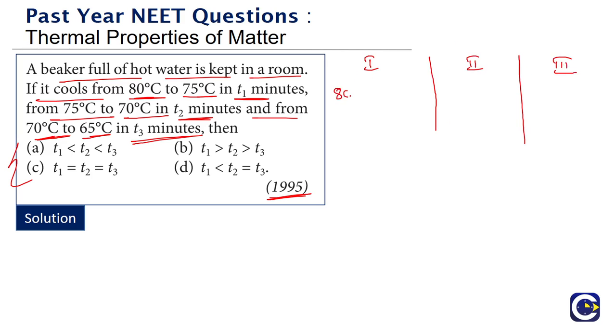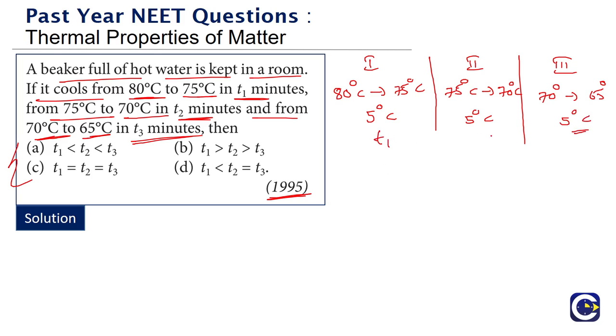What is case 1? The temperature is decreasing from 80 to 75, which means a drop of 5 degrees Celsius. Second case, from 75 it is decreasing to 70, so again the drop is 5. Third case is also interesting. From 70 it goes to 65, so here also the drop is 5 degrees Celsius. Here the time taken is t1, here it is t2, here it is t3.